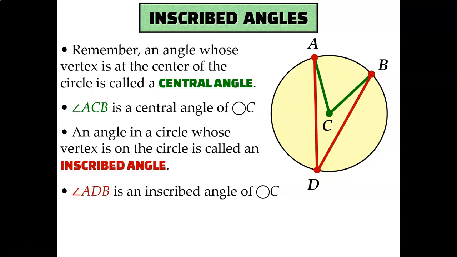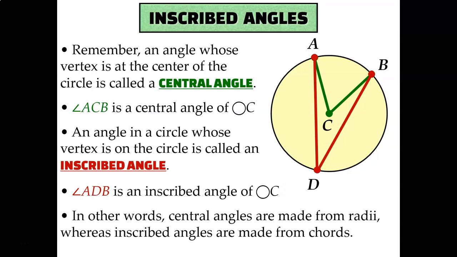Another way to think about this is that central angles are formed from radii. AC is a radius and BC is a radius because they connect a point on the circle to the center of the circle. Whereas an inscribed angle is formed from chords. AD is a chord and BD is a chord because they connect 2 points on the circle, but they don't pass through the center as they do so. So that makes them both chords.